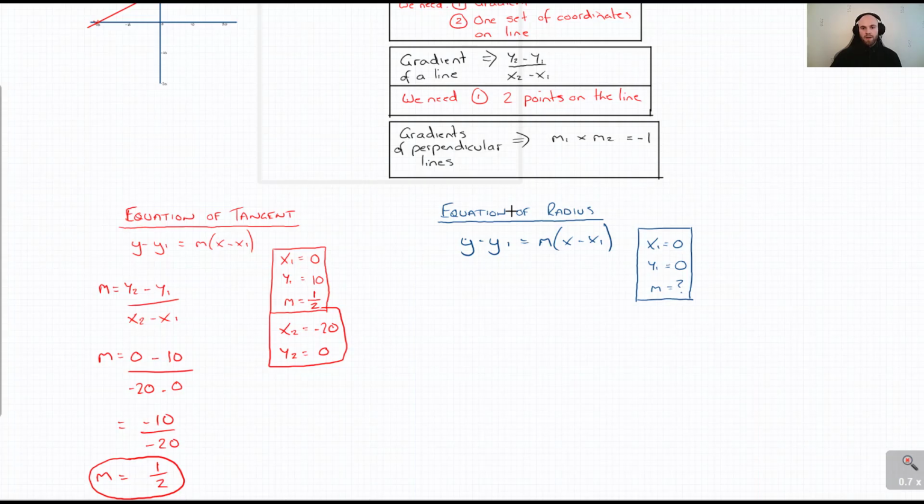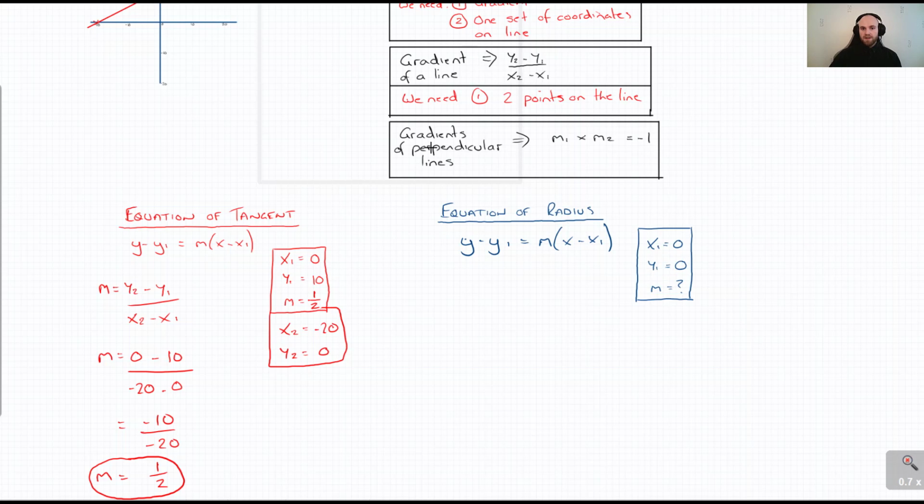So now we want to find an equation of the radius that is going to be perpendicular to this tangent at a 90-degree angle. Well, again, we need a point on the line, and we do have that. We know that the radius is going to pass through the center point, which is just going to be 0, 0. So for our x1 coordinate, it's going to be 0, and our y1 coordinate is going to be 0. But we don't know the gradient yet.